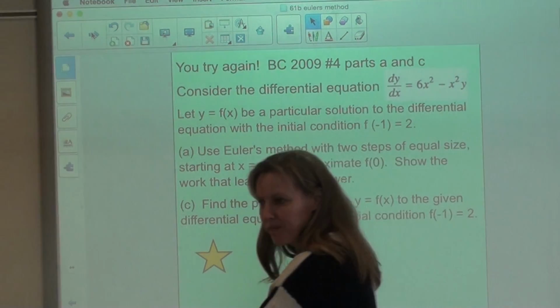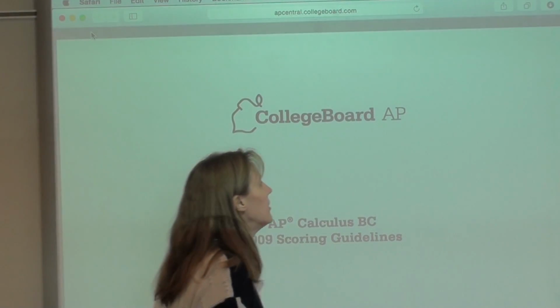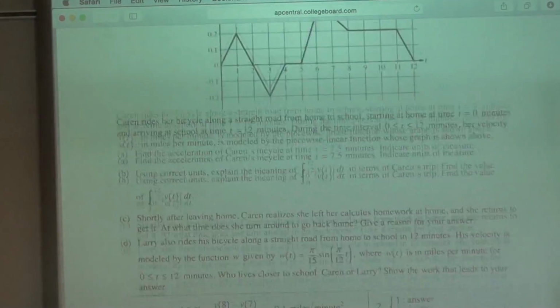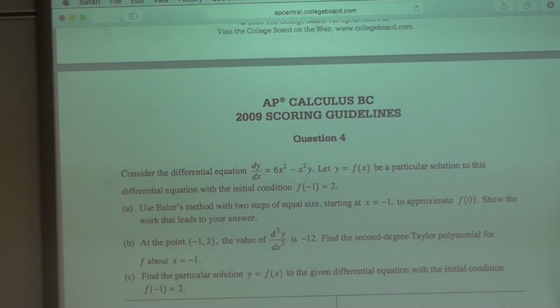The problem written down? I'll go back to the problem anyway. You're right. There it is. This, by the way, was a no calculator question.